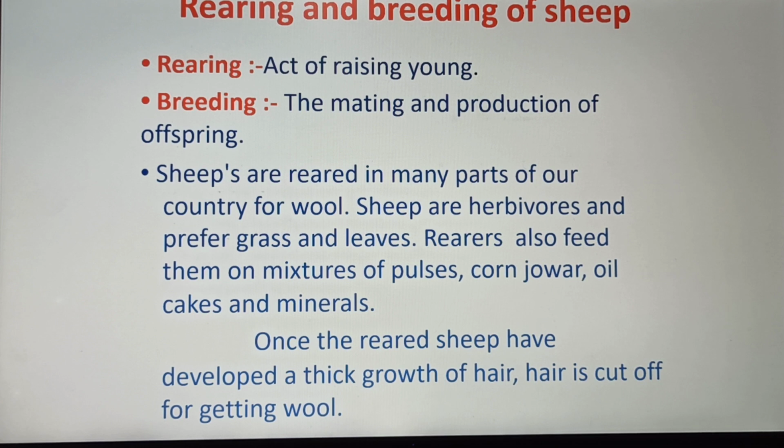Now, rearing and breeding of sheep. Rearing is the act of raising the young ones, and breeding is the mating and production of offsprings. Sheep are reared in many parts of our country for wool. Sheep are mainly herbivores and prefer grass and leaves. Rearers also feed them on mixture of pulses, corn, jowar, oil cakes and minerals. Once the reared sheep have developed a thick growth of hair, it is cut down for getting wool.